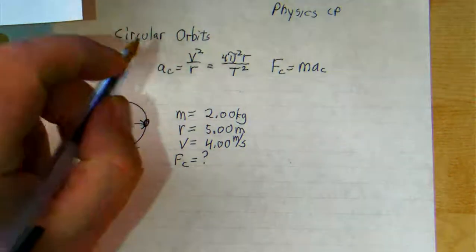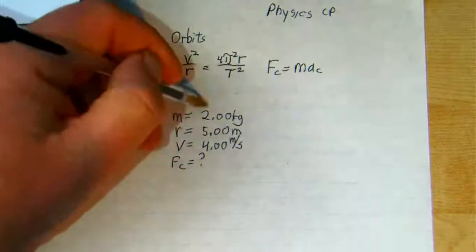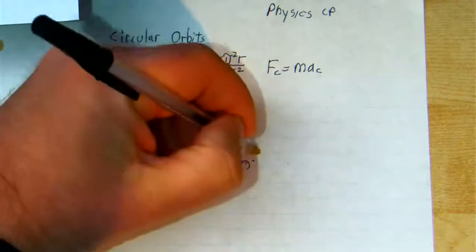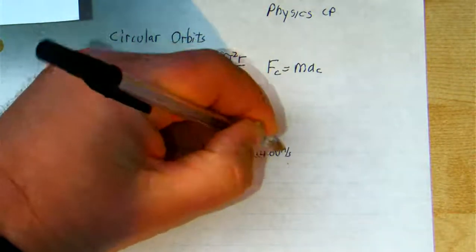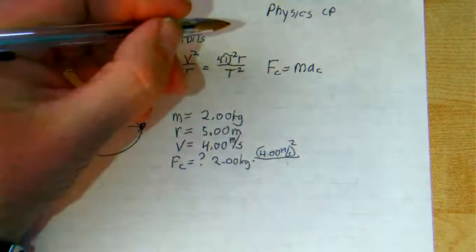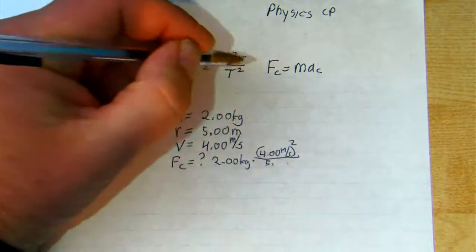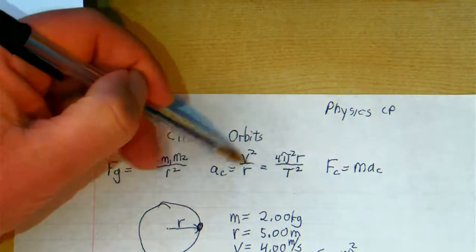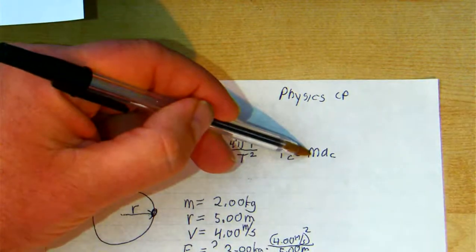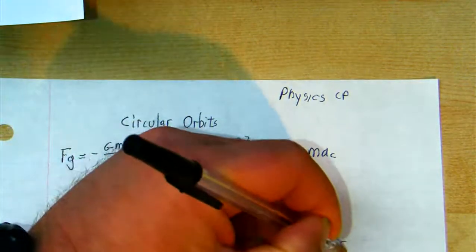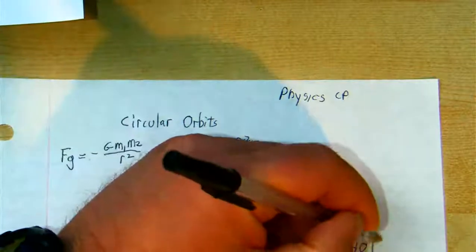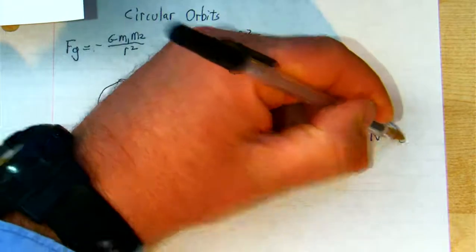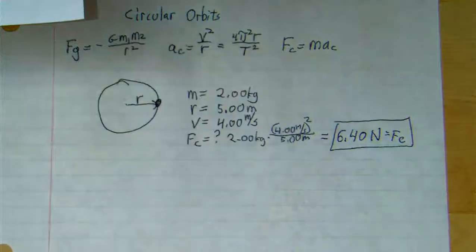All right, so I agree with my students. When you plug this into the formula, you're plugging in 2 kilograms times 4 meters per second squared divided by 5 meters. So I've selected this particular form of centripetal acceleration. Then I multiply it by the mass. 6.40 newtons is the result that I'm getting. So the centripetal force in this example is 6.40 newtons.